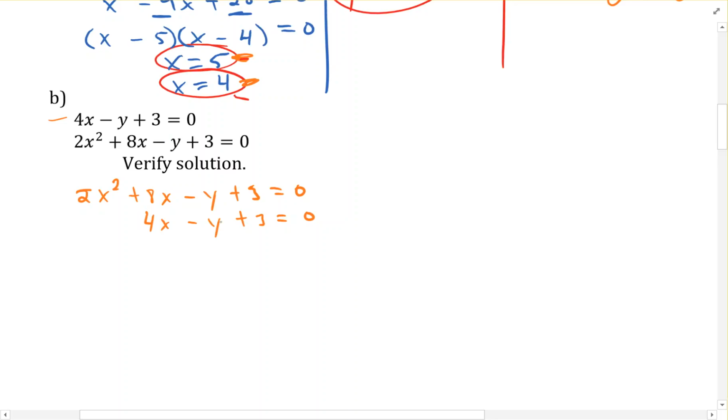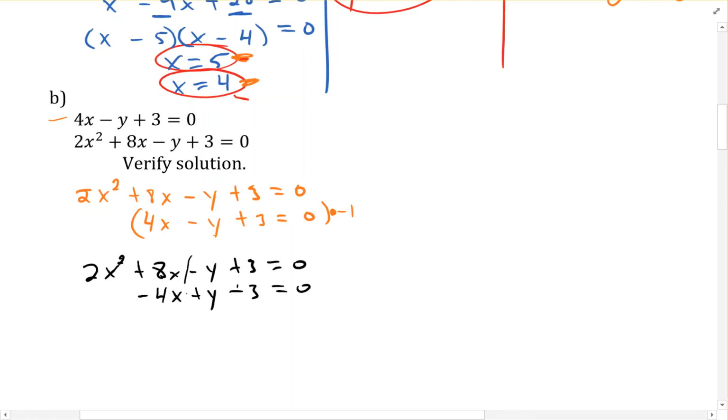Right now it's not working because we have negative y minus y, that'd be negative 2y. But all I need to do is multiply this entire bottom term by negative 1. Zero multiplied by negative 1 is still 0, but it would swap all of the signs in this part. So let's write the whole thing again. That'd be 2x squared plus 8x minus y plus 3 is equal to 0. Now if I multiply this entire bottom thing by negative 1, you can just swap all your signs. So this would now be negative 4x, this would now be positive y, and this would be negative 3. And that would still be 0.